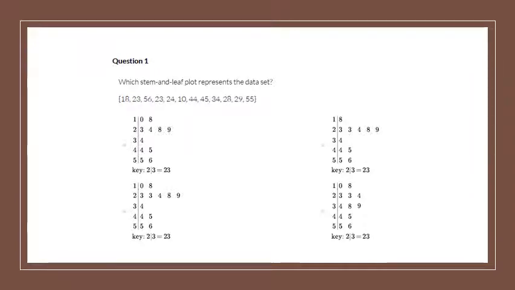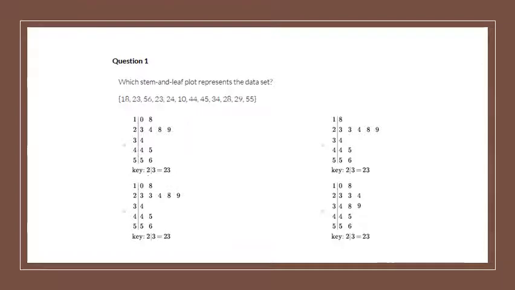So we see a key down here at the bottom of each of these that says 2 with the line between it and 3 is the same as 23. So all they're doing here is the left side of the stem and leaf, that's the stem, is the tens place. The right side is the ones place.